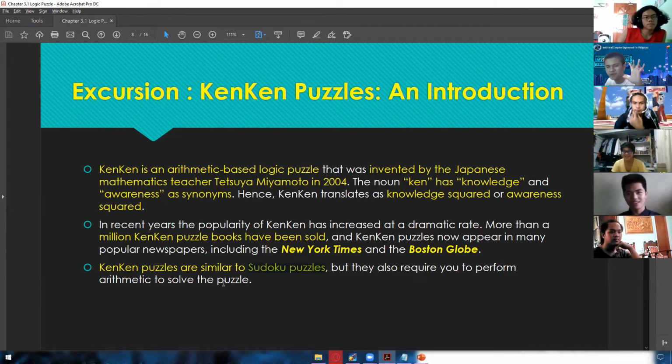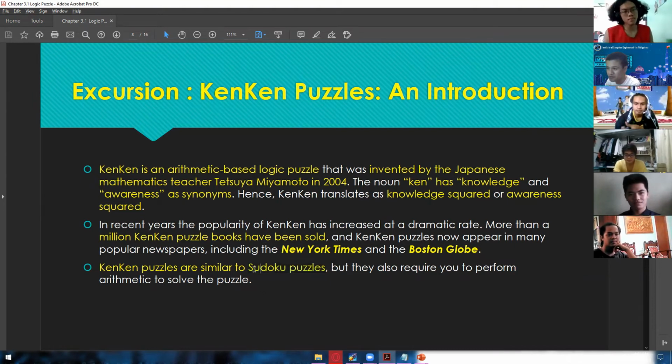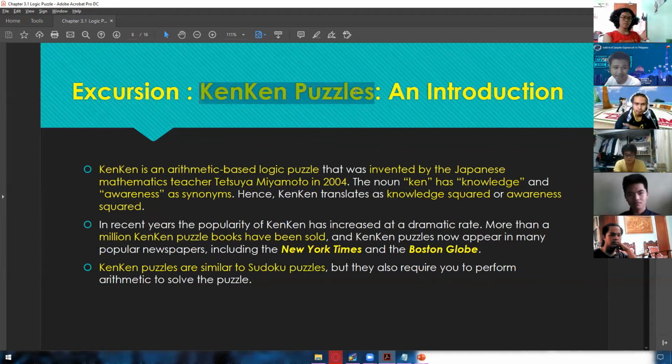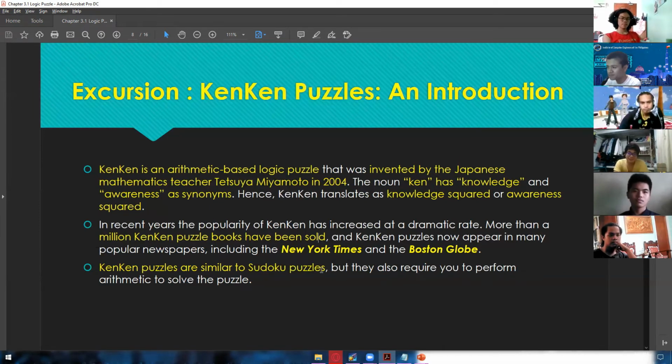So that is just one reason. You guys are just giving me reasons to explain this KenKen puzzle thoroughly. Because if you already know how to play Sudoku, then for sure, in just 5 minutes of reading the rules, you can already solve a KenKen puzzle, since this is super similar to Sudoku. This also requires you to perform arithmetic to solve the puzzle. It's the same as Sudoku, but there is a twist, an additional thing that you need to do in a KenKen puzzle.